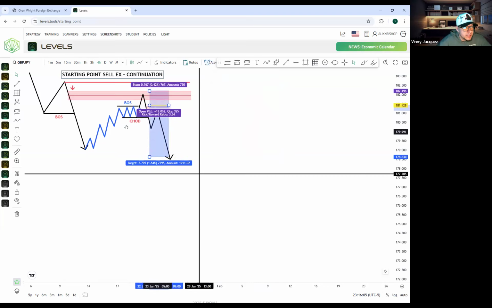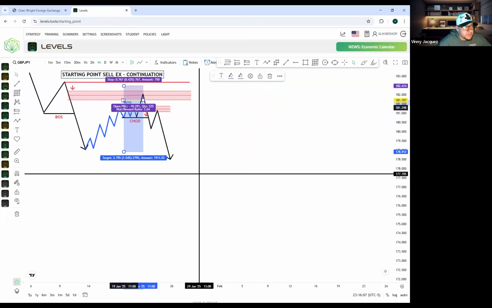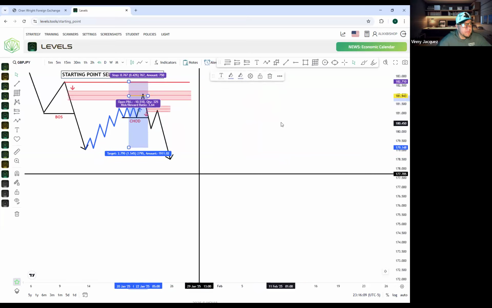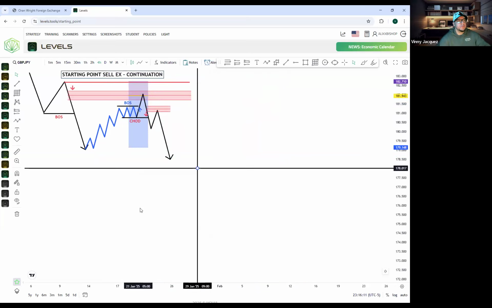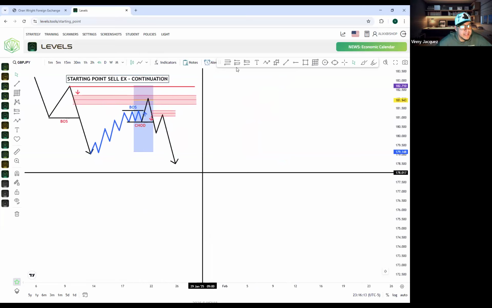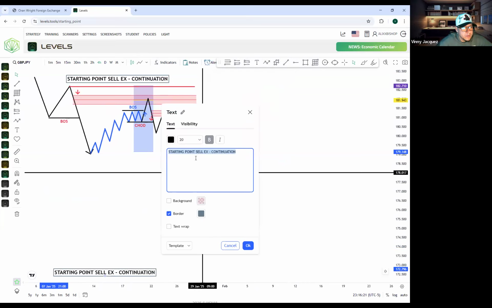All right, we're going to go ahead and continue. By example, starting point. Let me go ahead and copy this. Probably put this on the bottom. Starting point, by example, continuation.